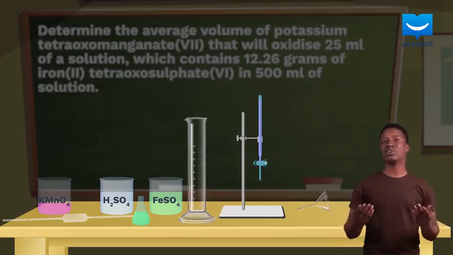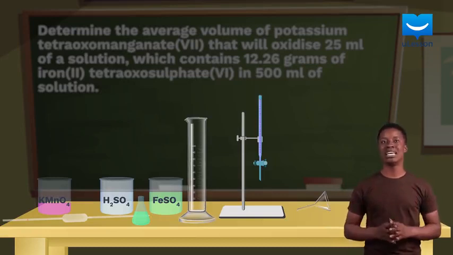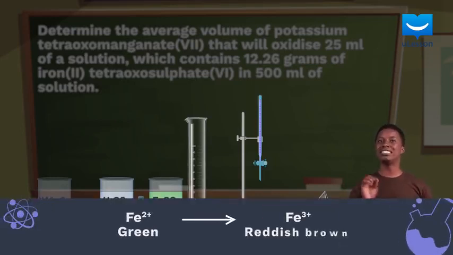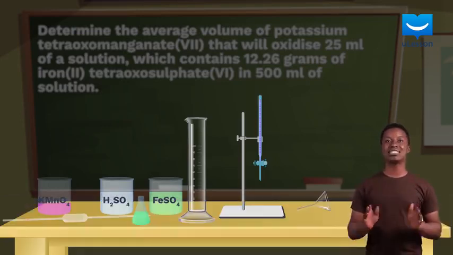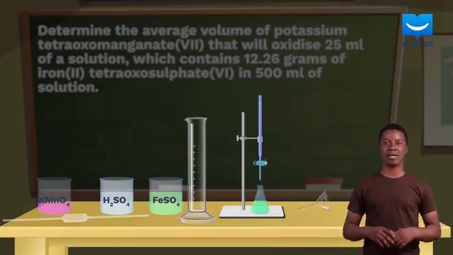Now, since this reaction changes color on completion, there is no need for an indicator. All we have to look out for is the change in color of the iron 2 solution from green to faint brown. This will indicate the end point of the reaction. After that, we commence the titration proper.